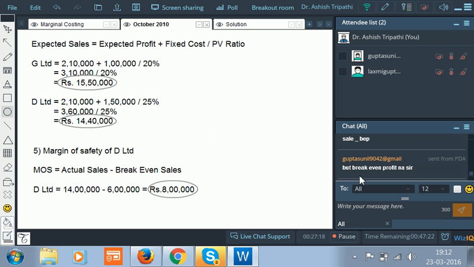Now coming back to your query, Sunil, your doubt, you are saying but break-even profit. I'm not getting your question. I'm not able to understand what you are trying to ask me. There are two formulas for calculating margin of safety. One is actual sales minus break-even sales, and the second one is profit upon PV ratio. Whatever formula you apply, you will get the same answer.